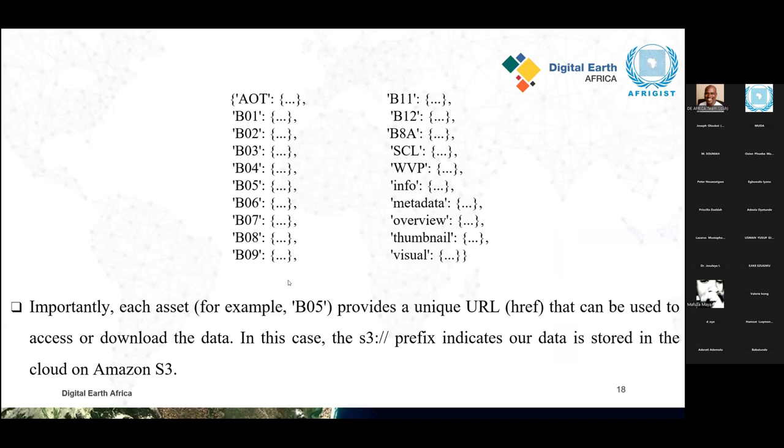You have here the result of the script that gives you all the bands available, the information, the metadata, the overview, the thumbnail, and the visual. Each asset, for example band 5, will provide a unique URL that can be used to access or download the data. In this case, the S3 prefix indicates our data is stored in the cloud on Amazon S3.